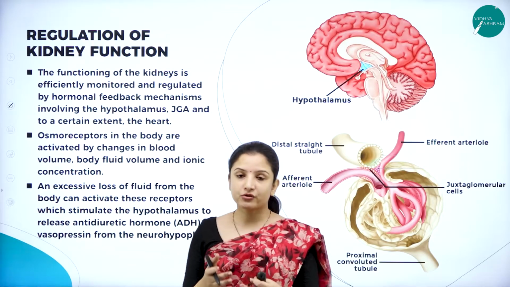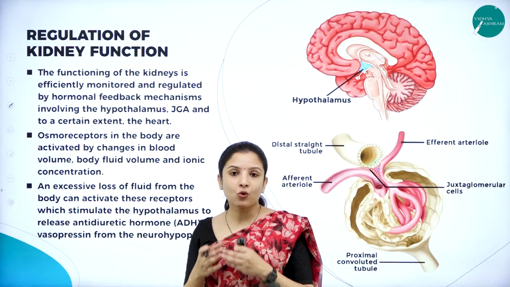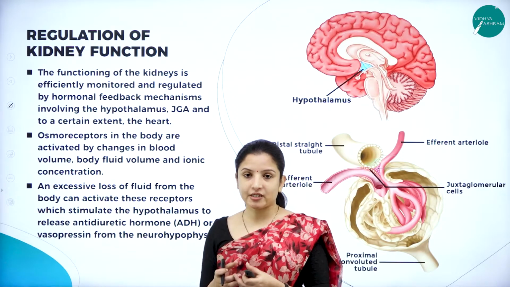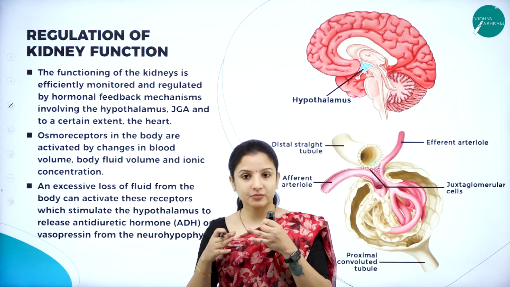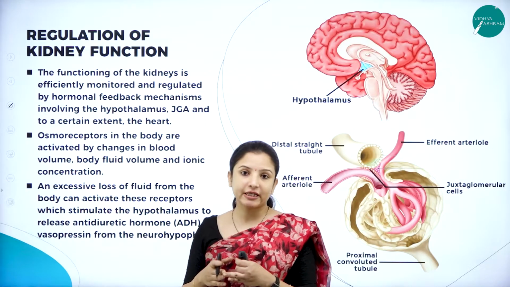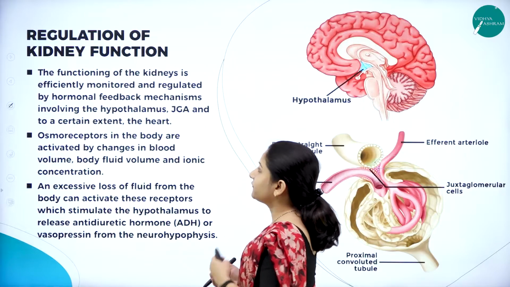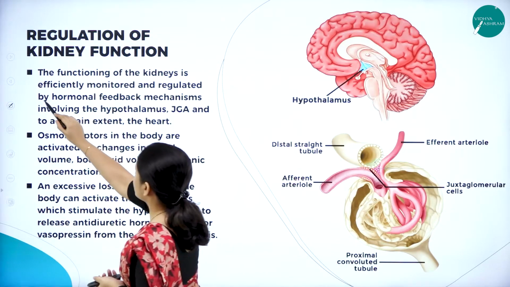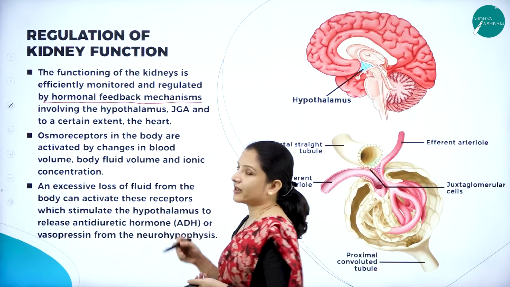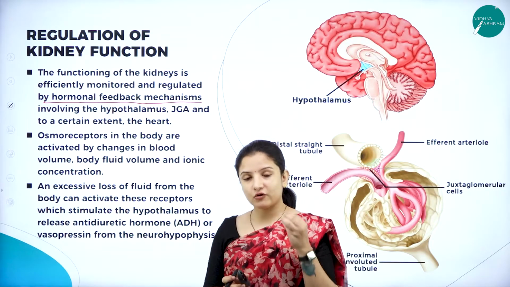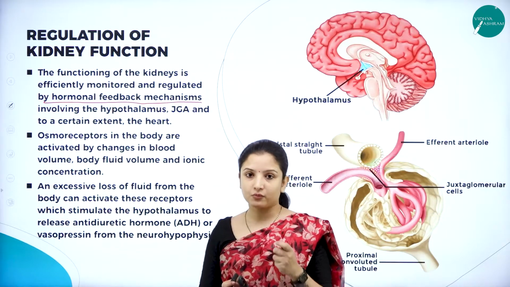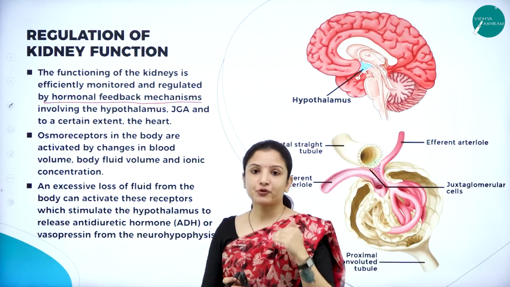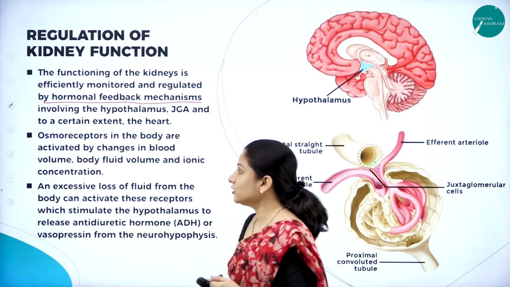So now we should understand how this whole process is maintained. How is the function of the kidney regulated? What are the hormones that are responsible for regulating this particular function? The function of the kidney is efficiently monitored and regulated by hormonal feedback mechanisms. So the whole functioning of the kidney depends on the hormones. What are those hormones? Which region of our brain produces these hormones? All that we shall look into.